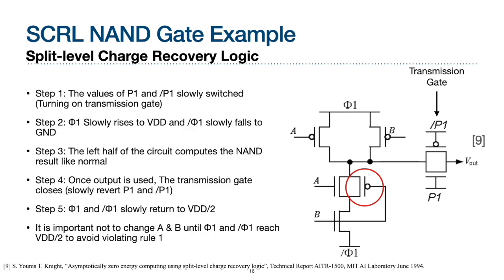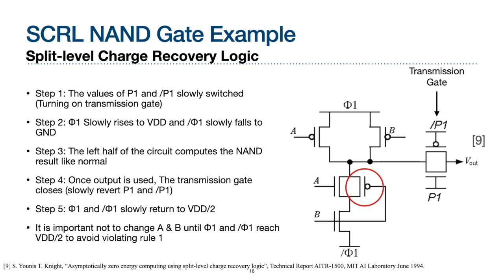To further explain how this whole process works, we're going to break it down into steps. In step 1, the values of P1 and /P1 slowly switch. This turns the transmission gate on. Step 2, Phi1 slowly rises to VDD, while /Phi1 slowly falls to ground. In step 3, the left half of the circuit computes the NAND result like normal. And then in step 4, once the output is used, the transmission gate closes. This slowly reverts P1 and /P1. For step 5, Phi1 and /Phi1 slowly return to VDD over 2.